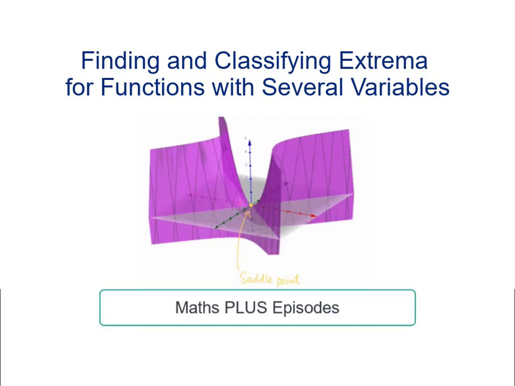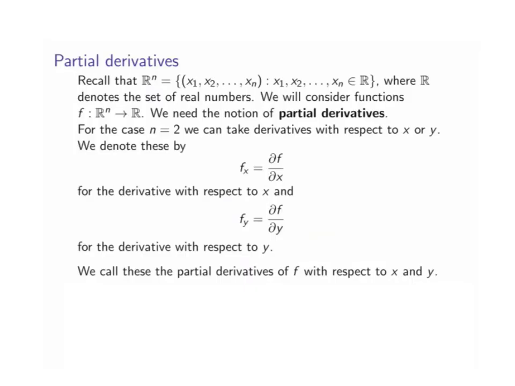We would like to extend our knowledge of finding and identifying critical points to functions of several variables. In previous videos, we have considered the notation of partial derivative of a function and how to evaluate it. The situation is also the same for functions with n input variables. In general, when we evaluate the partial derivative of a function with respect to an input variable, we treat all other input variables as constants.